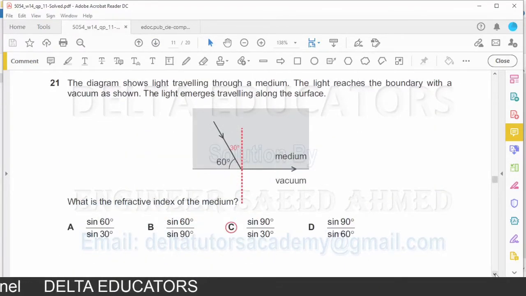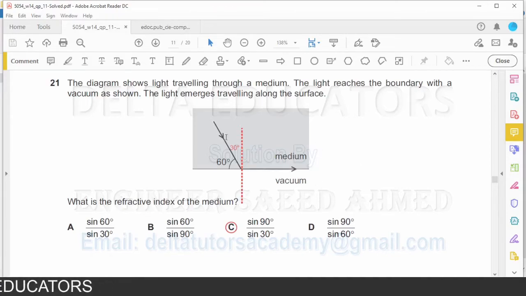Now question number 21. The diagram shows light traveling through a medium. The light reaches the boundary with a vacuum as shown. The light emerges traveling along the surface. What is the refractive index of the medium? Here light is traveling from a medium to vacuum.